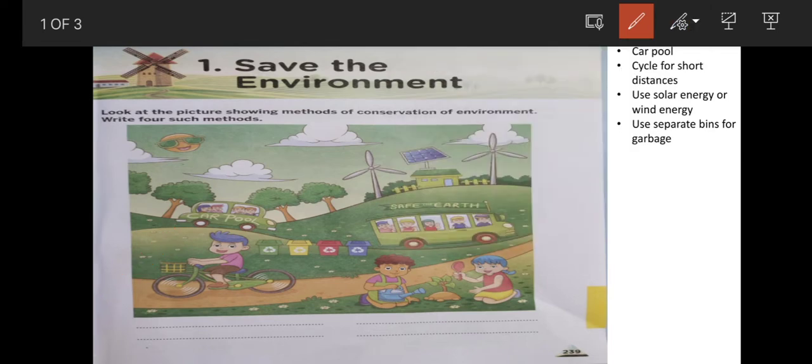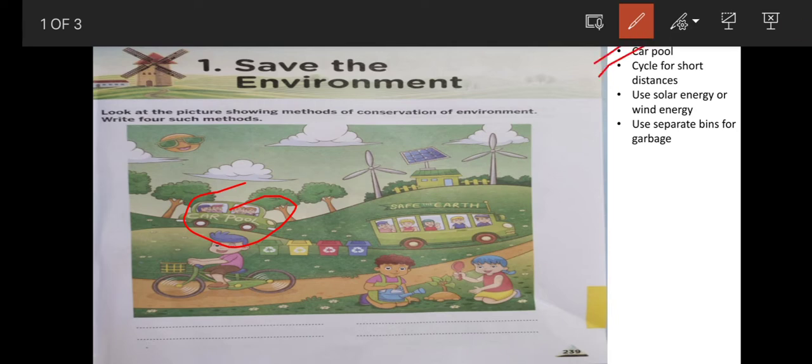The first one, that is carpool. What do you mean by carpool? It means if we move from one place to another, instead of using 2-3 vehicles, if possible we should use only one vehicle, so that we can reduce the use of our natural resources, that is fossil fuels like petrol or diesel, and also we can protect our environment from air pollution. So the first one is carpool.